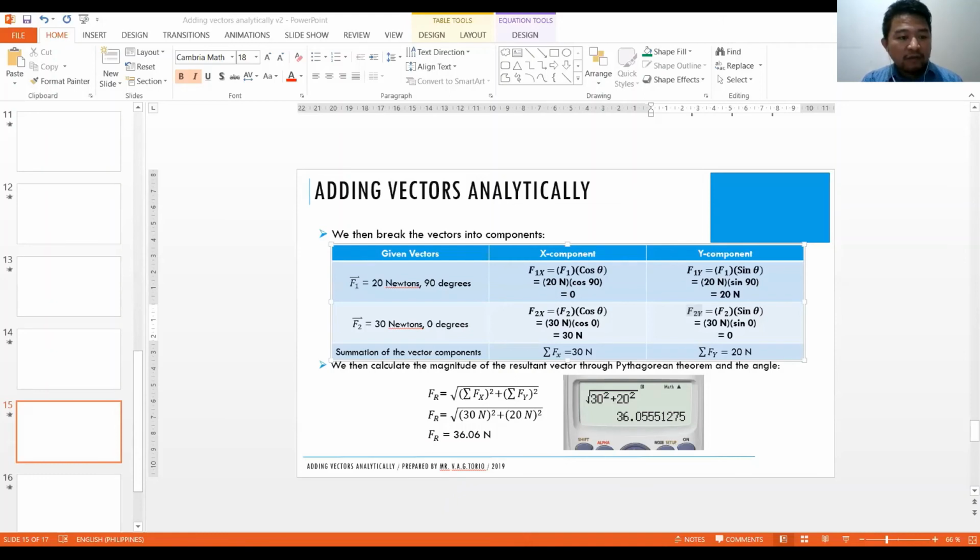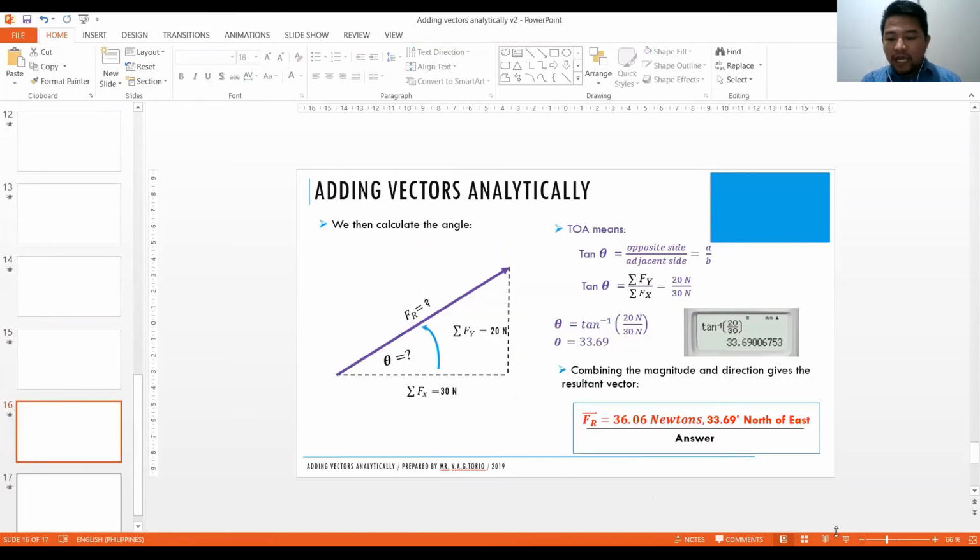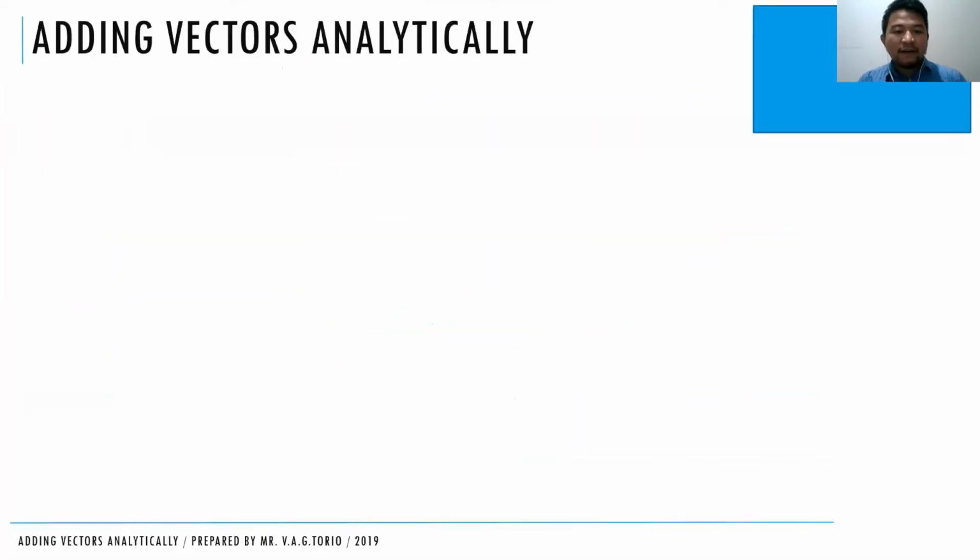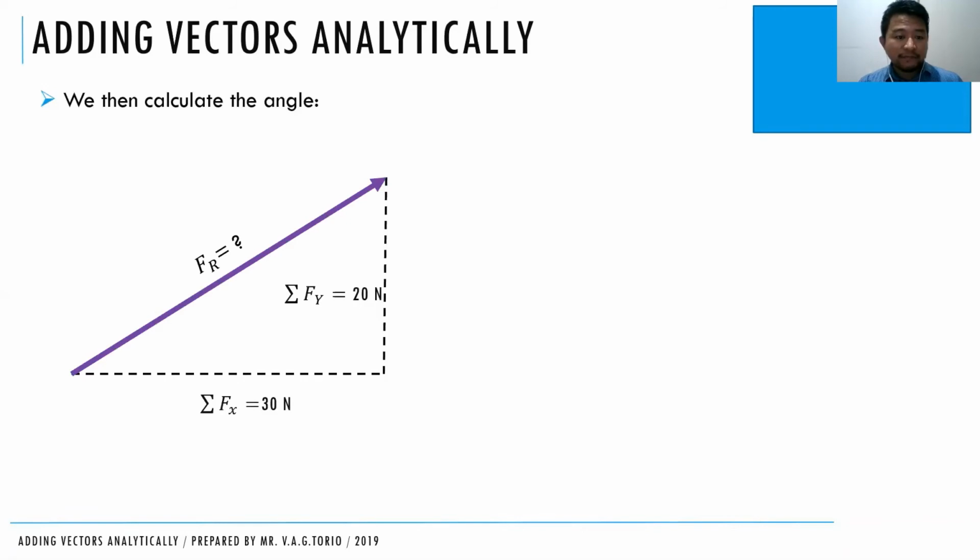And we can convert 10 square root of 13 to decimal by pressing this function, which converts that expression to 36.0555, or 36.06 newtons. We have calculated the magnitude of the vector. We now are ready to compute the angle, the pure angle that is.